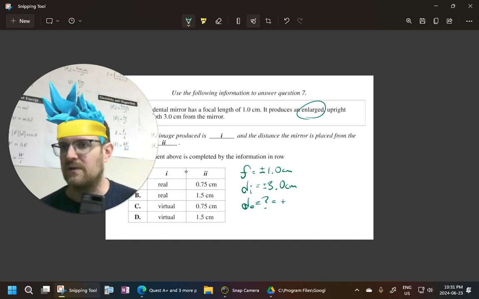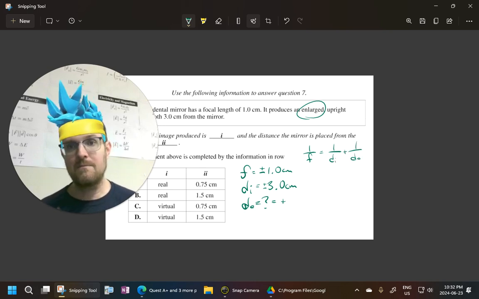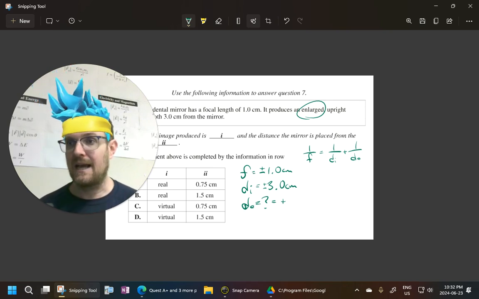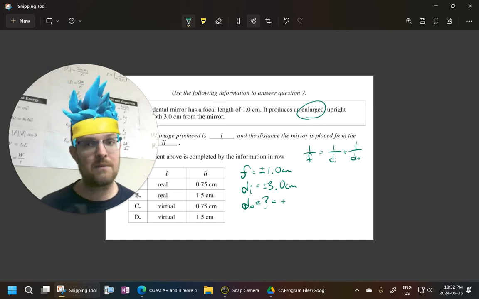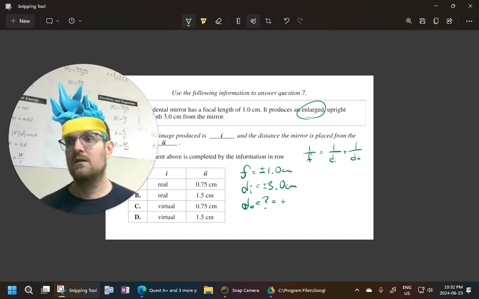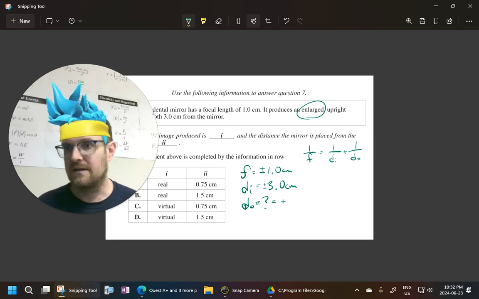But if I were to write this out, 1 over f is equal to 1 over di plus 1 over do. And I want to solve for this. I want to make sure that I get a positive number for my do. If I don't get a positive number for my do, then I have the wrong combination of numbers. And we can just quickly do this, right?